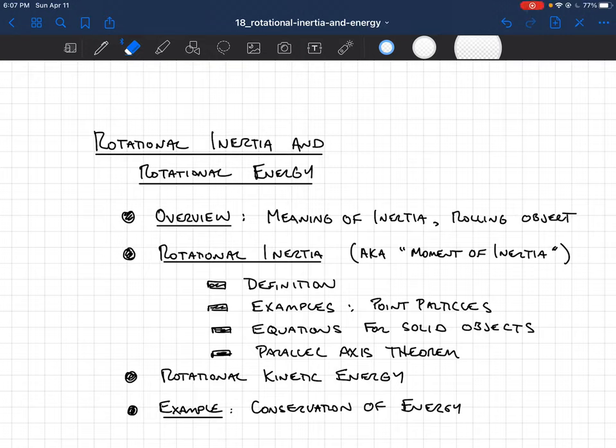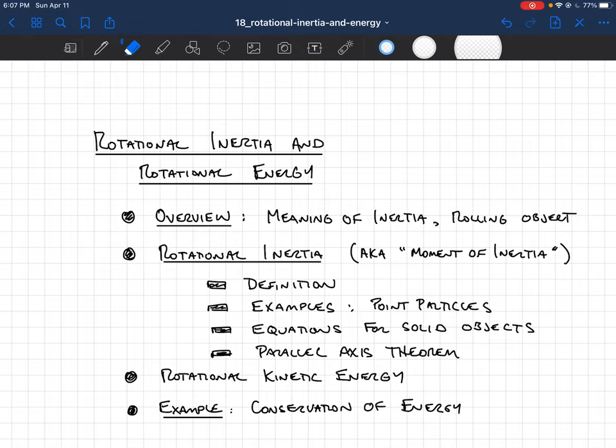Okay, in the previous lecture, we talked about rotational kinematics, meaning the motion of an object as it rotates about a single axis. So the object, in some sense, rotates in a plane. You could call it the XY plane, and the axis you could call the Z axis. So we're going to continue that discussion today, and we're going to introduce rotational kinetic energy.